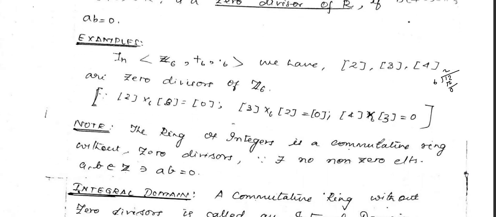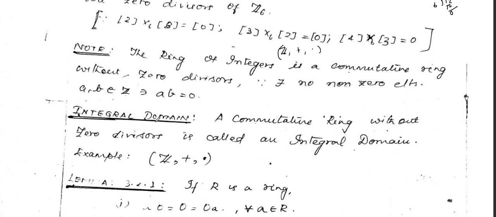Now the ring of integers is a commutative ring without zero divisors, because you don't have any non-zero elements a and b in Z such that ab is 0. If you want the product to be 0, you need to have either a or b to be 0. We have seen already that Z under plus and dot forms a ring, and it is an example of a commutative ring. In this, we don't have two non-zero elements whose product gives us 0. So this is a ring without zero divisors.